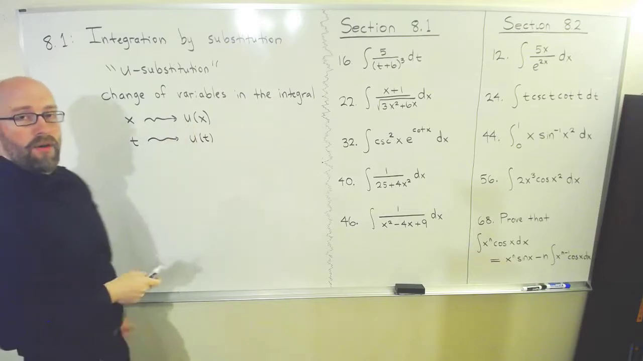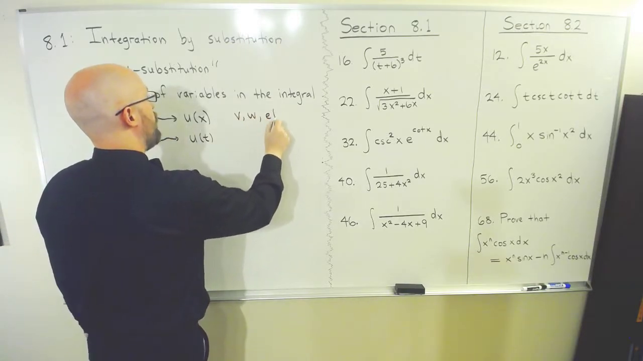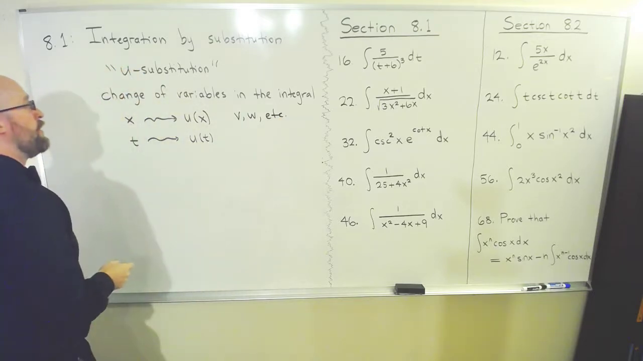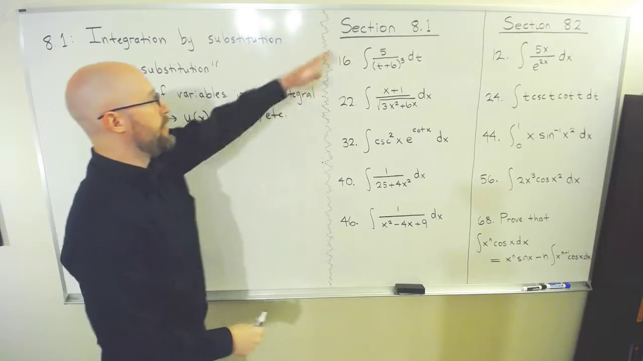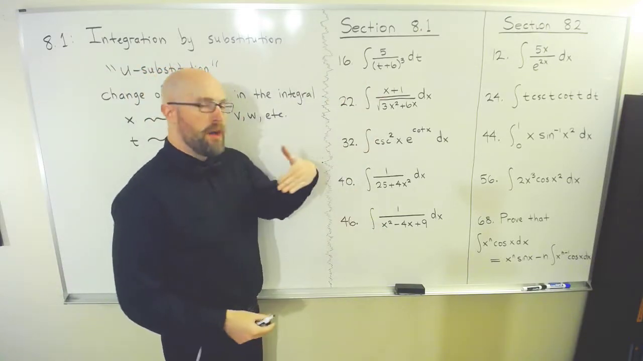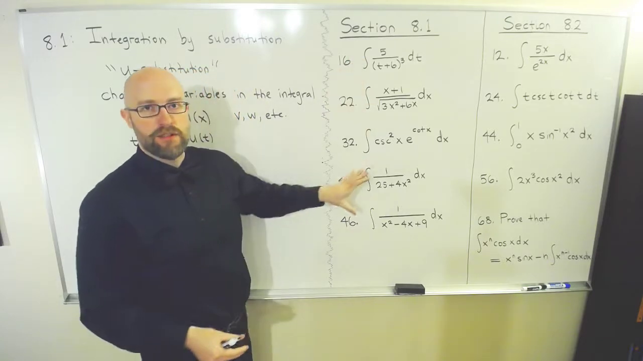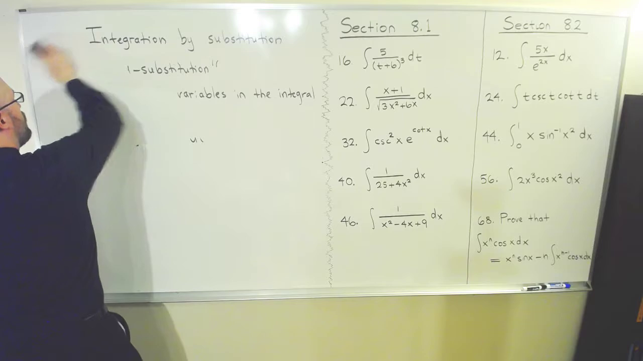Now, of course, you could call the new variable something else if you wanted to. You could call it v, w, whatever, etc. But it's typically called u. And so the whole name of the game in this context is to choose your u, to look at the integral and figure out, well, what choice of u will make the integral simpler than it was before? So let's look at the first one.